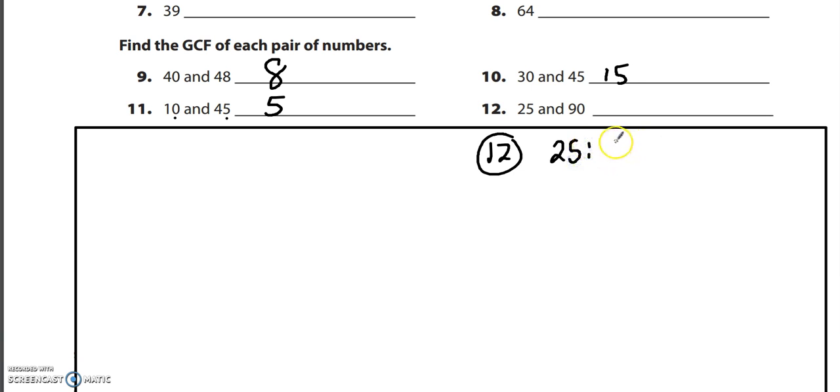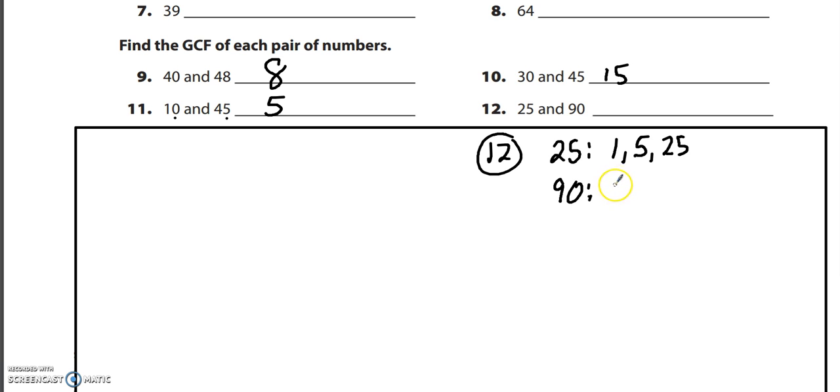Factors of 25, there's only 3: 1, 5, and 25. So then for 90, do we need to list all those? No, what we need to do is ask ourselves, is 25 going to be a factor of 90? In other words, does 25 go into 90? It does not. So now all we have to do is ask ourselves, does 5 go into 90?